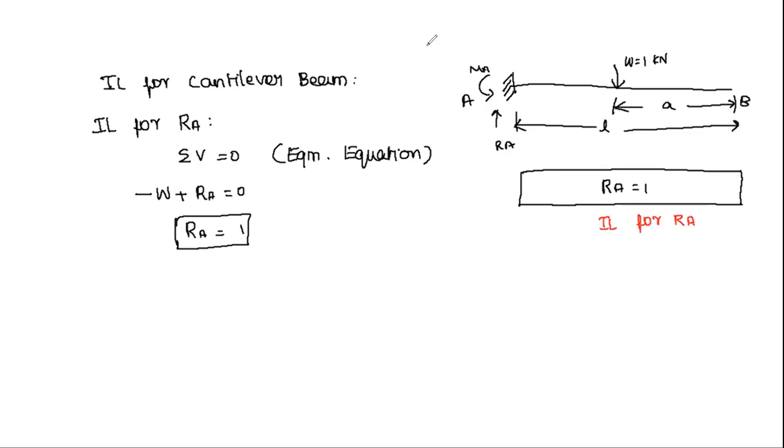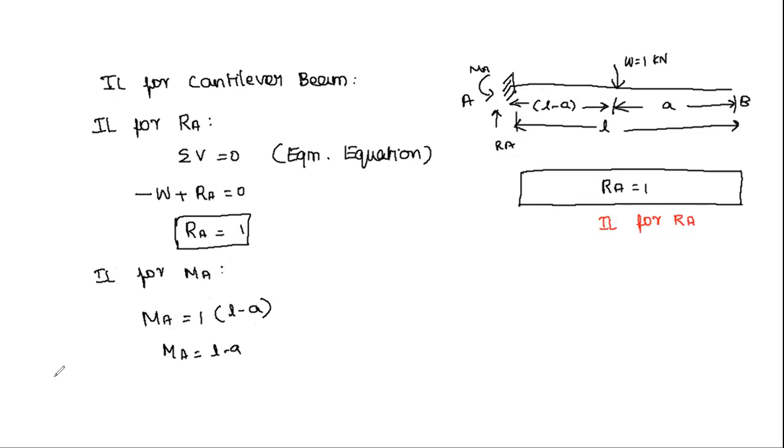So next step is to obtain influence line for MA. So moment about A. Taking moment about A, what are the forces we will consider? So this is A and this is L. So what will be this distance? L minus A. So it is in clockwise direction, 1 into L minus A. So the governing equation is MA equal to L minus A.